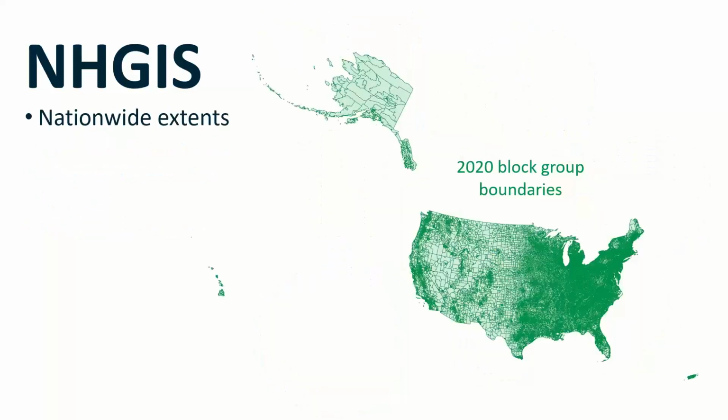So another big advantage of NHGIS that I want to point out is that we provide all of our data in nationwide extents, with the exception of our block level GIS data, which is only available for specific states. Everything else you can get for a full nation. So if you're interested in full nationwide tract or block group data from the ACS, you could get that from us in a single download and a single request.